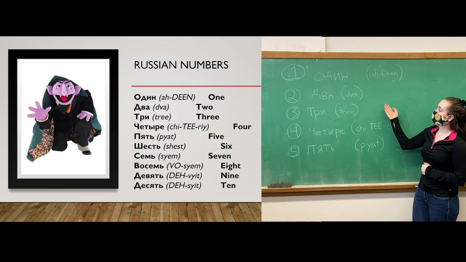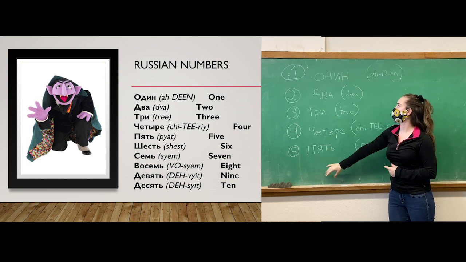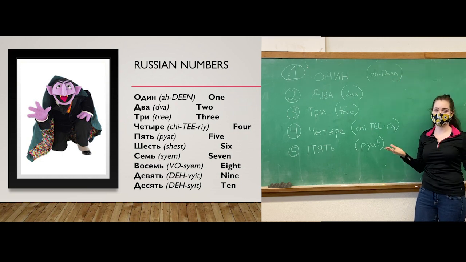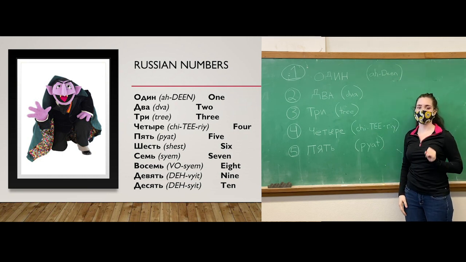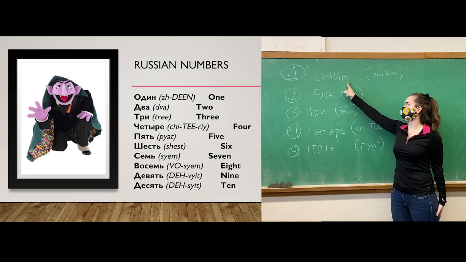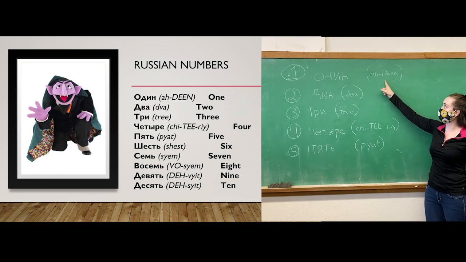Here on the board, I have the Russian letters on the left, and on the right, I have the English transliteration, or how it's pronounced. So let's start with 1 through 5. Number 1 is Adin. Repeat after me, Adin. If it helps you, you can look at the English as well.